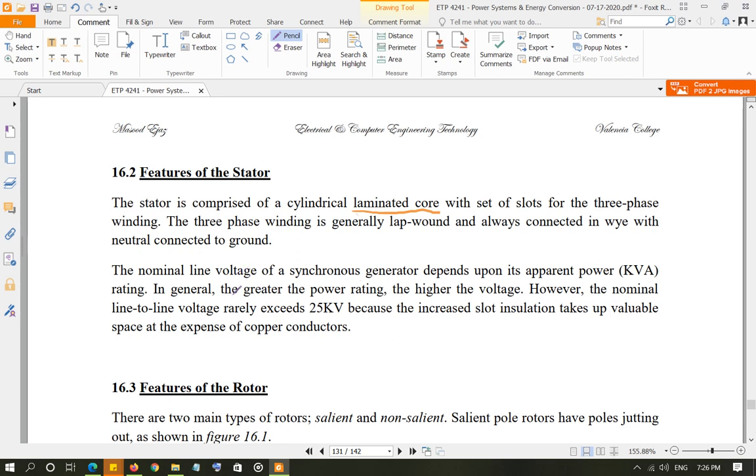Usually the nominal line voltage is about 25 kilovolts or less than that, but it does not exceed 25 kilovolts. And the reason it does not exceed 25 kilovolts is that it will be hard for the insulation between the 3 phases if the voltage is going to be very high.